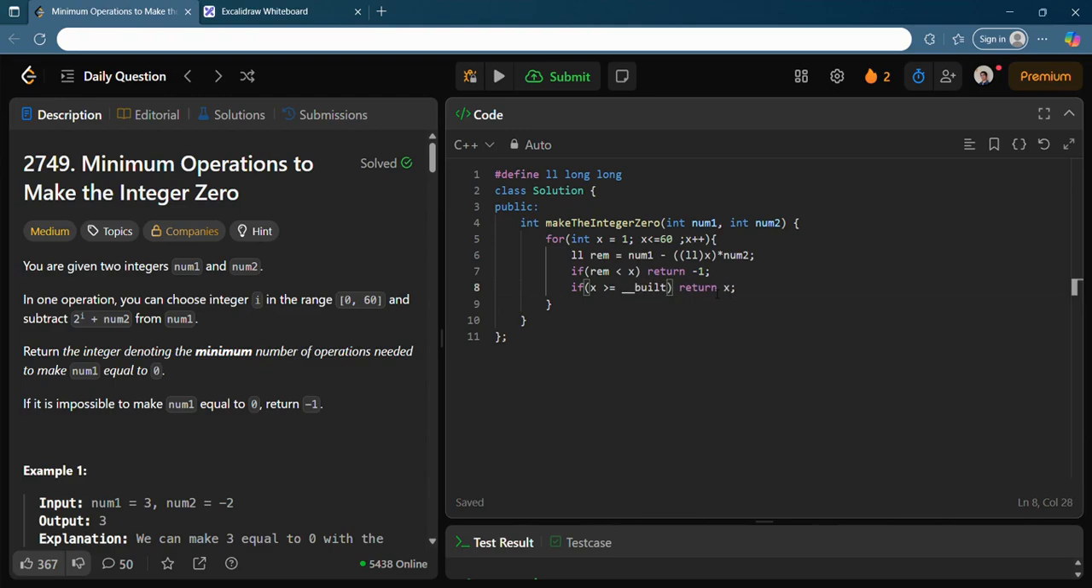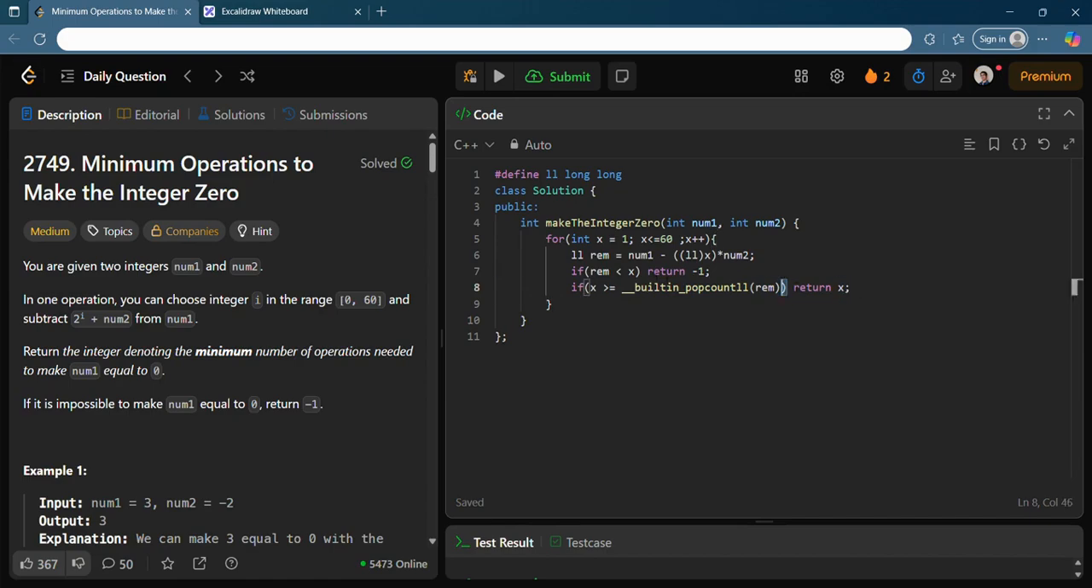But what is this bit set count? You can use a for loop, or do it in any way you like. There is a function in C++; if you are doing it in Java, you write a quick function that counts the number of ones in the binary representation of remaining. You can directly get that in C++, and in your own language, if you know a function that does this job, just use it.